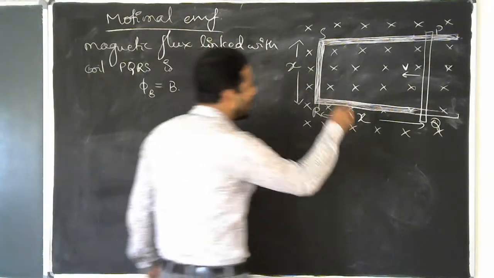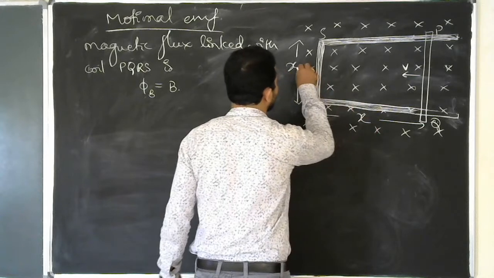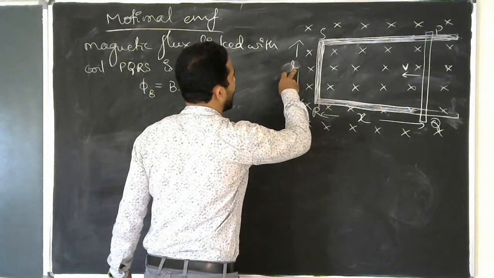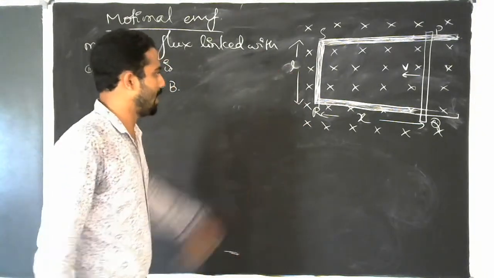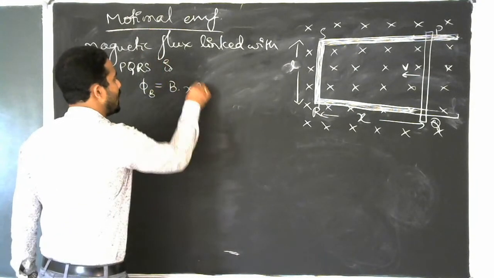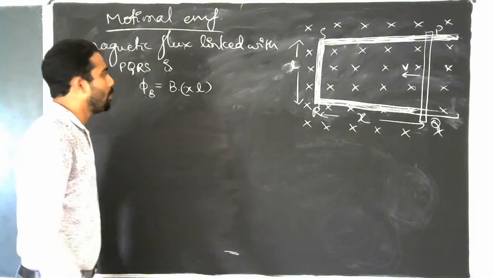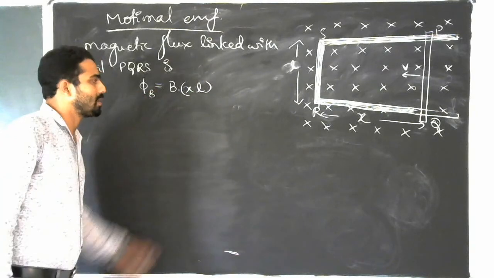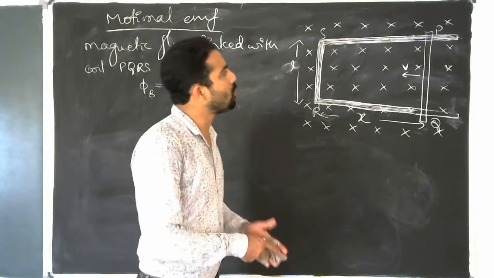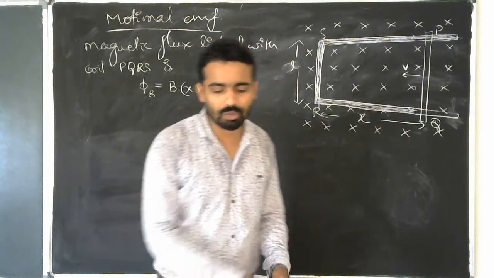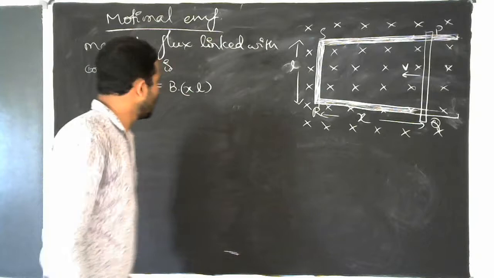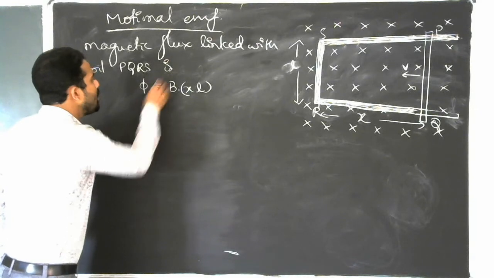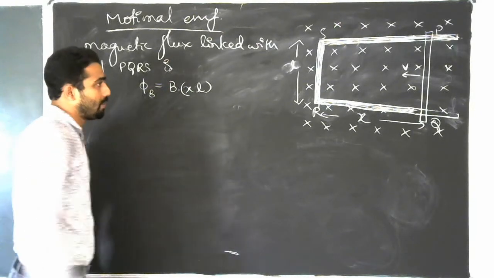How do we write the area? Length and breadth: L is the breadth and x is the length. So phi B is equal to B into x into L, which is the area. This is the magnetic flux linked with that coil. The force acting on this we can also find out later.